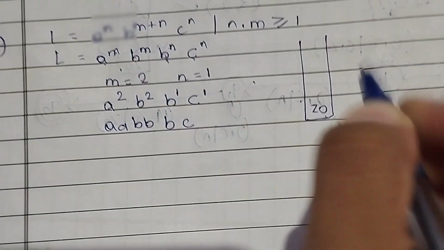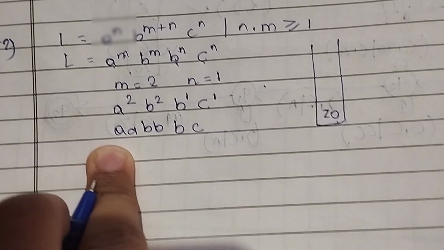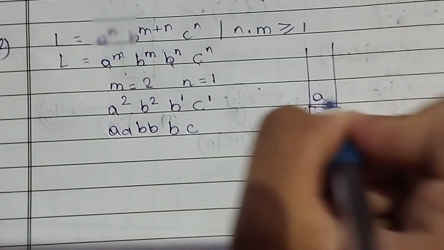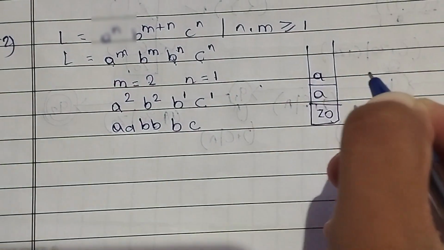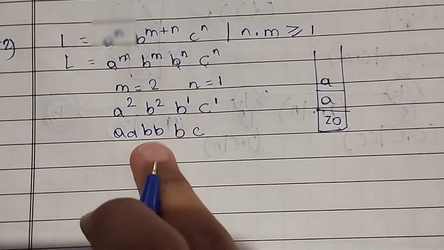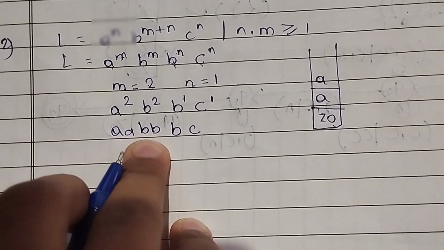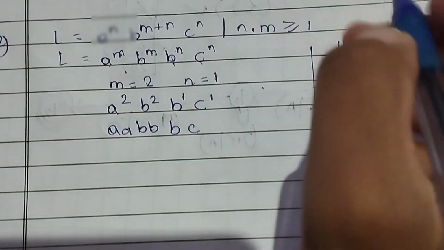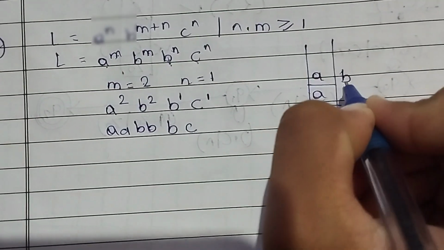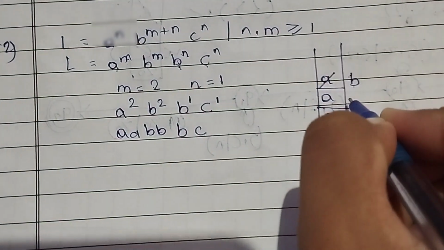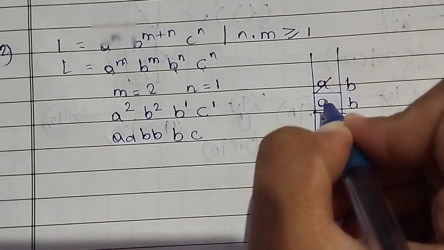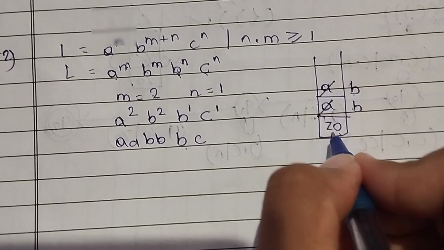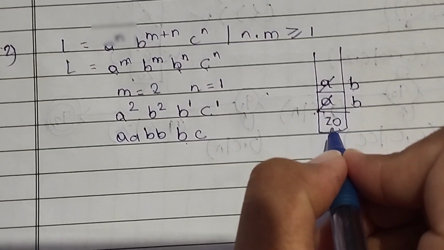So Z0. Now first we read A, then push the A's. So A, we push the A, then we read B, and when we read B and initially A is present, then pop this A. So first B we read, then pop this A. Again B is read, pop the A. Now again we read B, but here Z0 is present, not A.